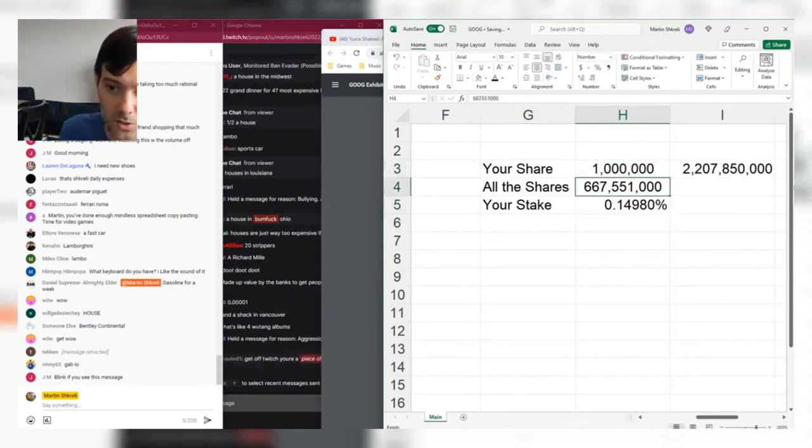Let's say you had 1 million shares of Google. You were good friends with the CEO of Google. Maybe you're a top superstar at Google. They gave you 1 million shares of stock. That would cost you $2.2 billion, right?